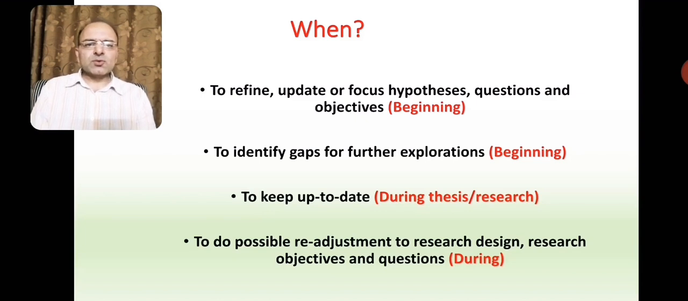And then the next thing is to do possible readjustment to research design, research objectives, and research questions. In many cases, it happens that during the course of a research study, a researcher finds that some other researchers have come up with a particular research study that is quite similar to their own research questions, objectives and research design. And so there is need for some readjustment at this stage, and that is something that helps during the process of the research thesis.